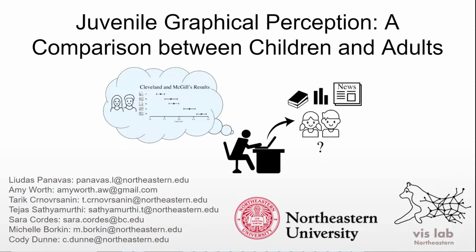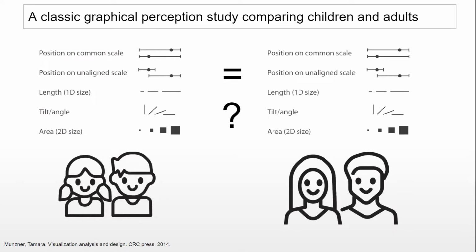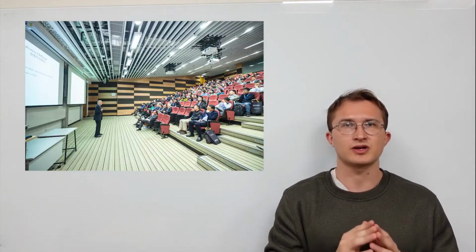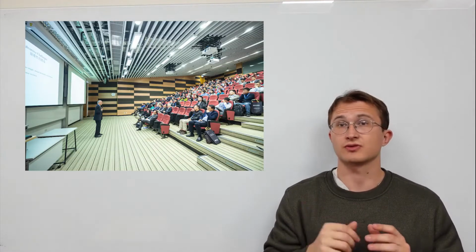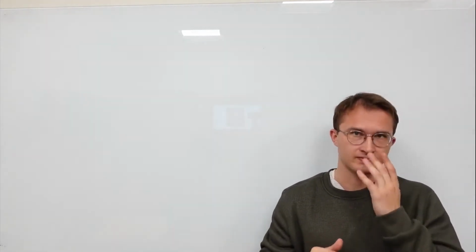I'll be talking with you today about juvenile graphical perception. In short, we conducted a study to investigate the differences in graphical perception between children and adults. Our study population was children aged 8 to 12 from a Boston after-school program and adult graduate computer science students at Northeastern University. I'll refer to them as children and adults going forward.